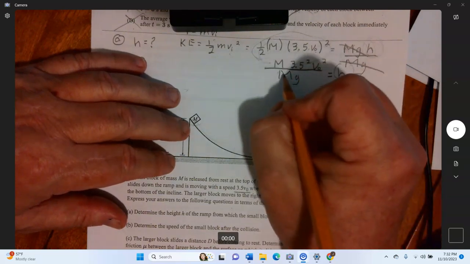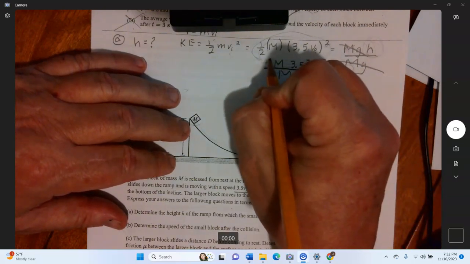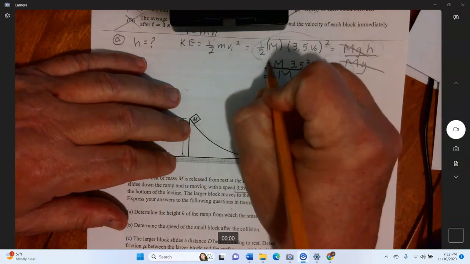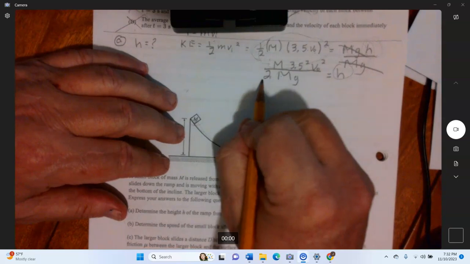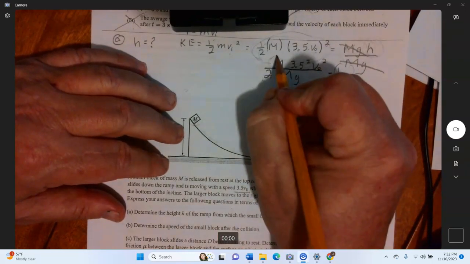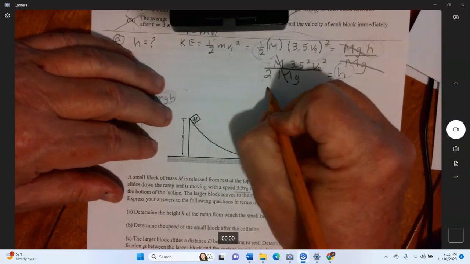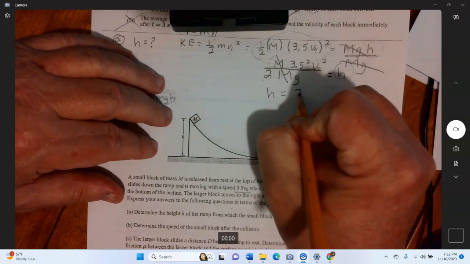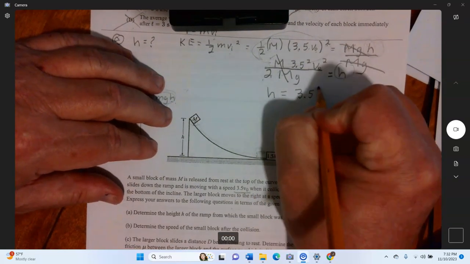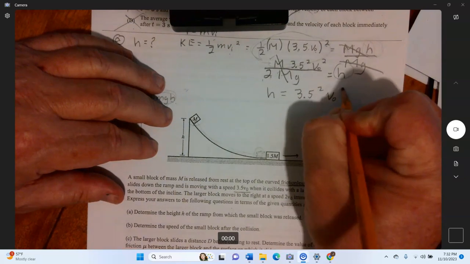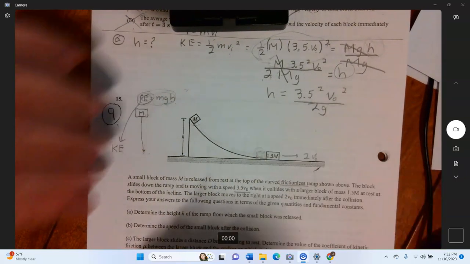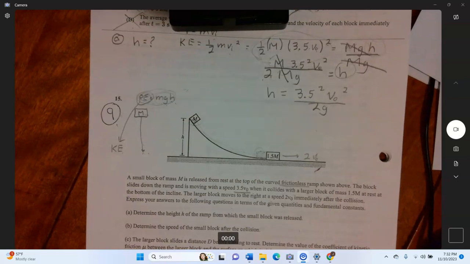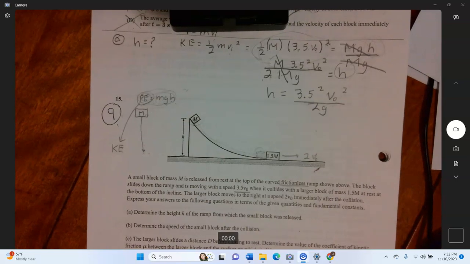And you know what? I forgot my 1/2. So there's 1 over 2. I'm not going to write the 1 on top. I don't need to. I'm just going to put the 2 down in the bottom. It's 1/2 there. Okay, now the M's cancel. And so what I end up with, H equals 3.5 squared VO squared over 2G. And that's the way they present the answer in AP Classroom. And that's that. Okay, so that gives you the height.